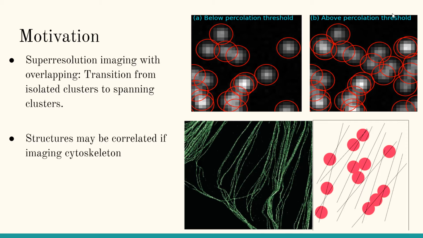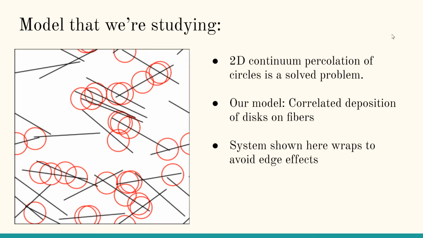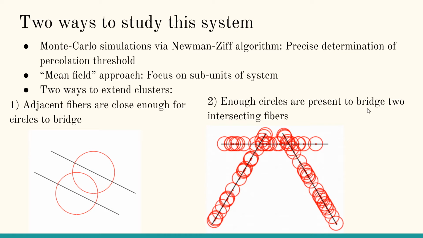In particular, when imaging things like the cytoskeleton, there are likely correlated structures which, if accounted for, could lead to further improved resolution. The 2D continuum percolation of circles has been a solved problem for a while. So what we're doing differently is depositing those circles on previously existing fibers, such that we can correlate those positions of those circles. It is also important to note that our simulated system has wrapping in order to avoid some unwanted edge effects.